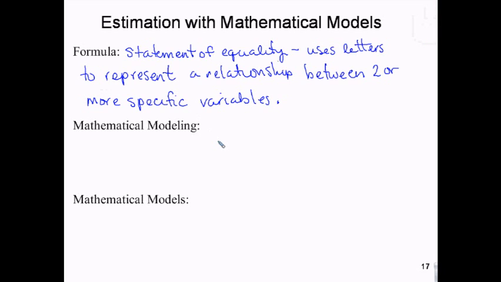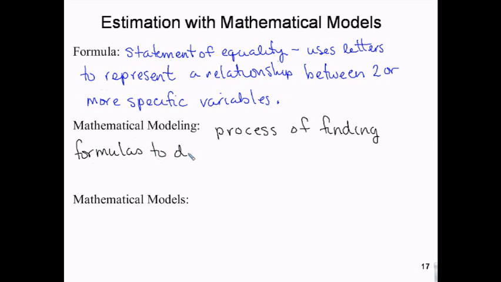Mathematical modeling is the process of finding the formula. There's a C in that word.